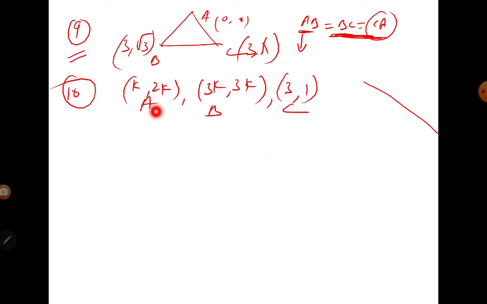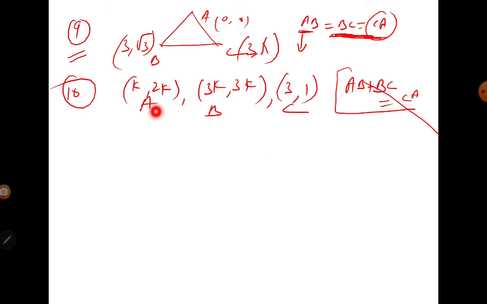When will it be collinear? When the sum of two sides, let it be AB plus BC, is equal to the third side. AB plus BC should be equal to CA. Or you can say that BC plus CA is equal to AB. The sum of any two sides should be equal to the third side. So this will be the condition for collinear. Then points will be collinear.